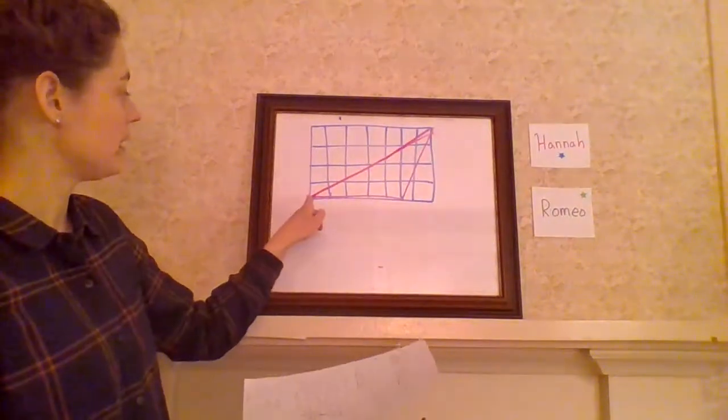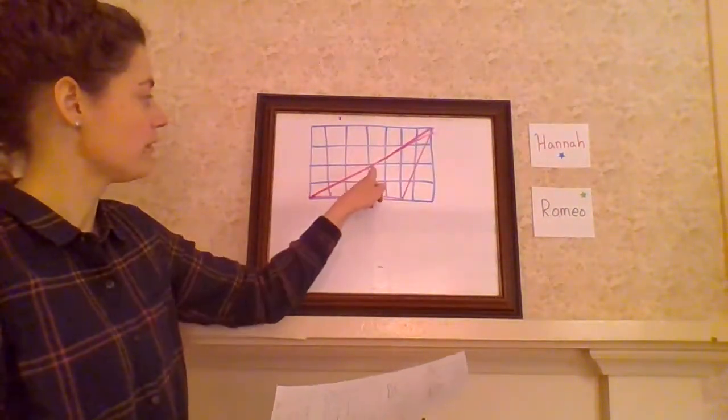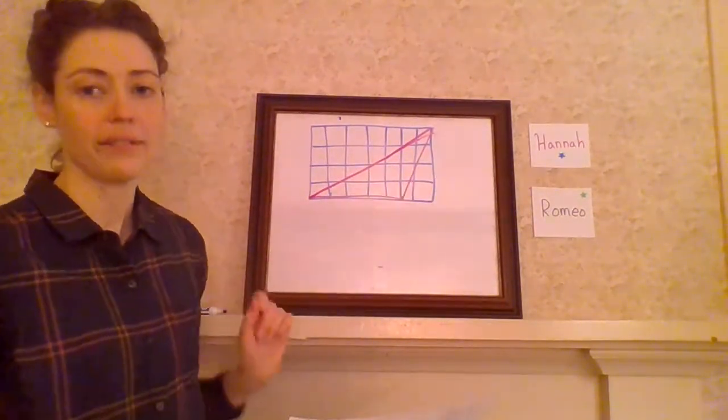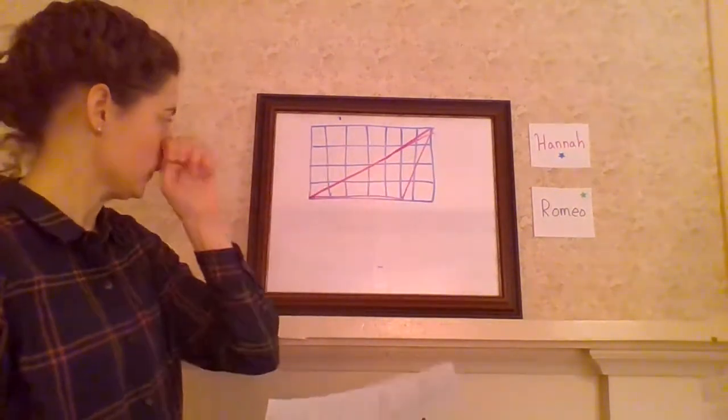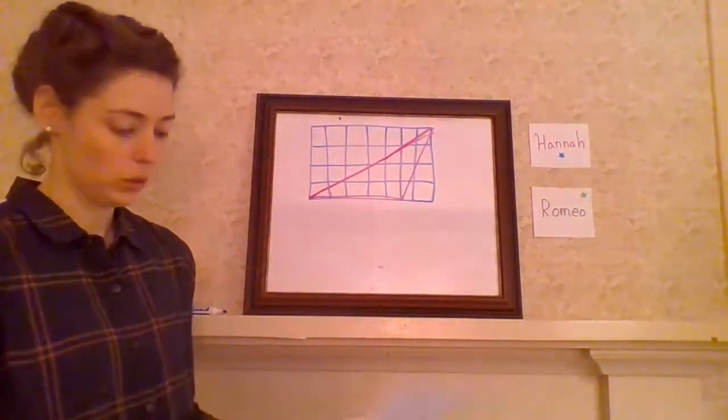Well, what we can see is that this is running halfway through this rectangle. So if this triangle went all the way down to here, we would know it was half the area of this rectangle. But it's not quite that big. So what could we do?